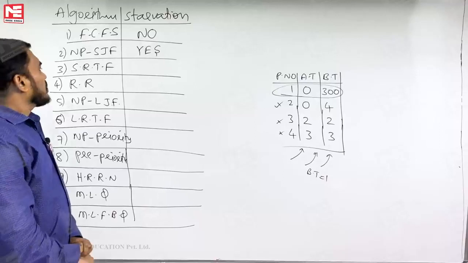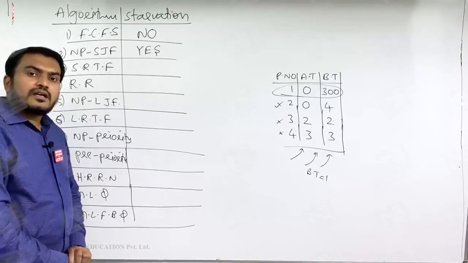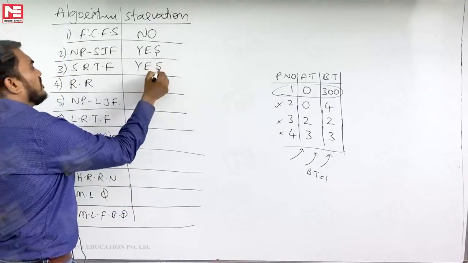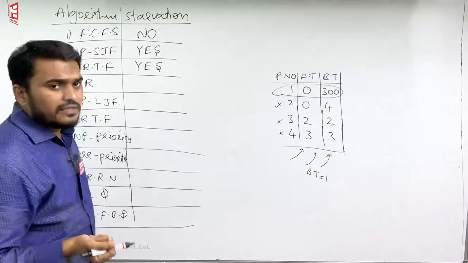And next, SRTF. Think and tell me, shortest remaining time first. Do you have starvation here? Yes. In this also we are having starvation. Same thing: if the smaller processes keep on coming, the longer process will go into starvation.